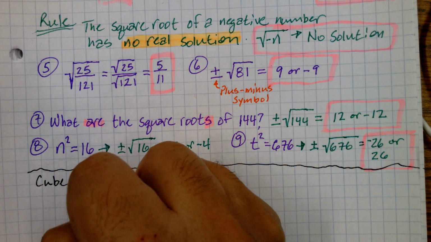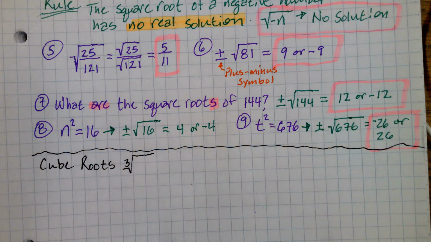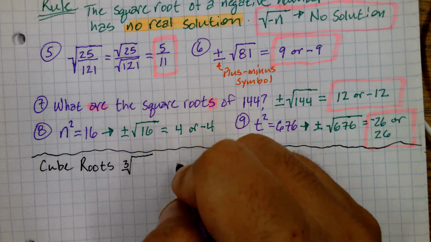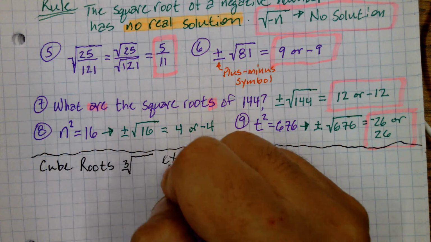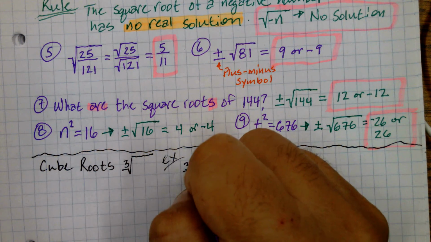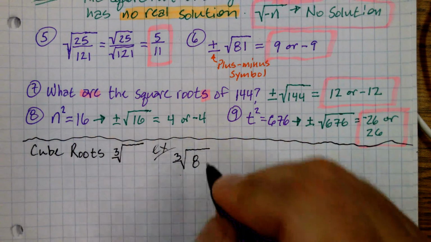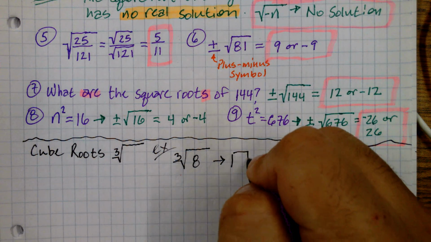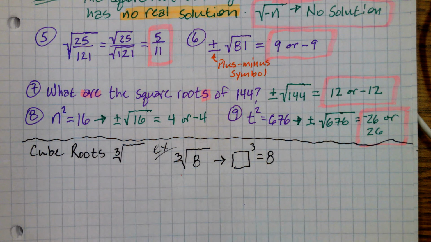So the cube root is the one that looks like this. Has the little 3 there. So, for example, say I want the cube root of 8. That's a popular one because it's easy. So what we're asking there is, what number to the third power equals 8? So what number times itself 3 times is 8?